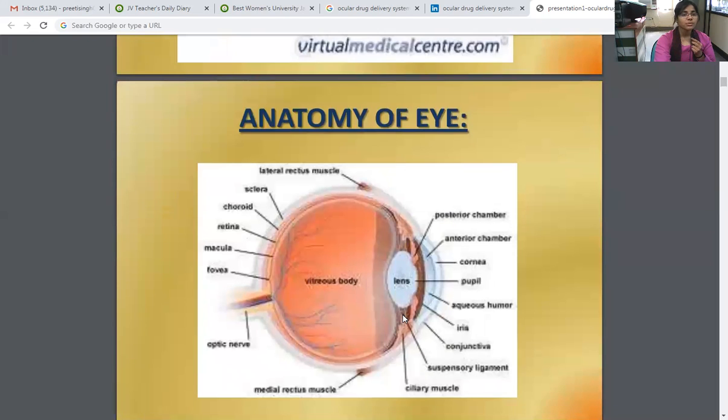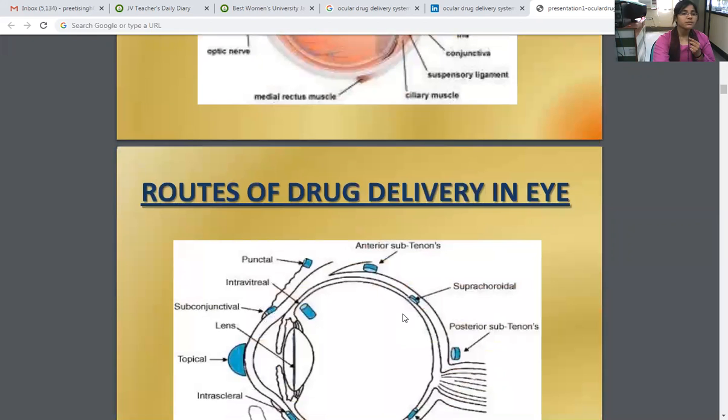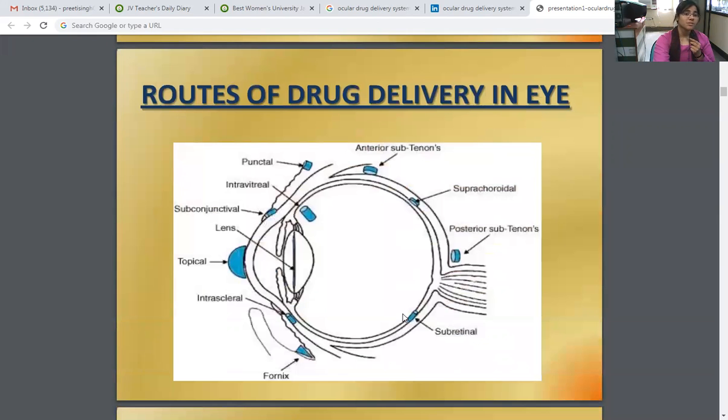So now we come to the anatomy of the eye. Anatomy of the eye is also very important for creating a delivery system for ocular use. So now we come to the routes of drug administration to the eye. This is the anterior subtenon and this is the suprachoroidal and posterior subtenon, and this is the punctal and intravitreal, and the lenses and topical and intrascleral and frontal.